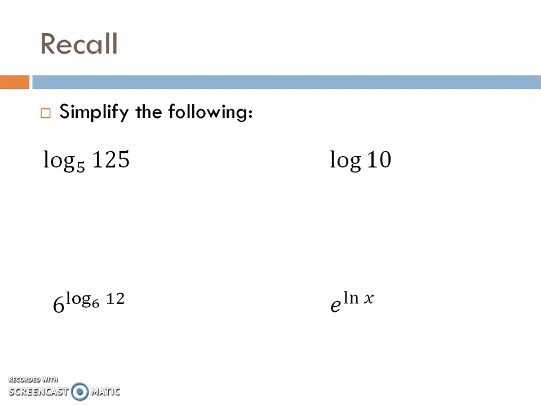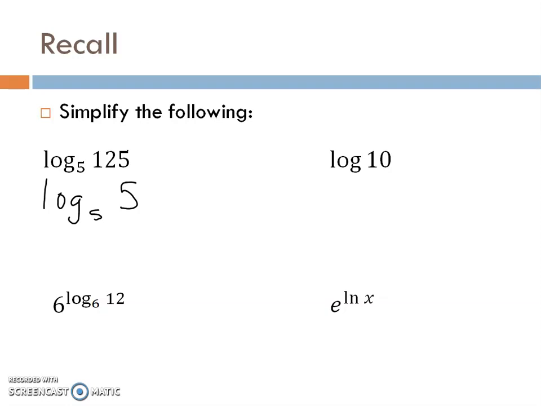Things we need to remember if we are going to be looking to cancel things, we have to have the same base. So if this is a log base 5, I've got to make sure that I have a log base 5 of 5 to some power. I've got to be able to plug something in. If these two bases are the same, that's what's going to allow us to cancel. So 5 to what power is the same thing as 125?